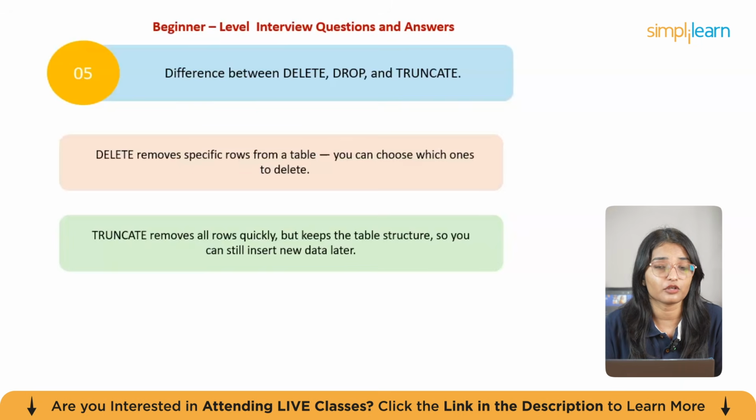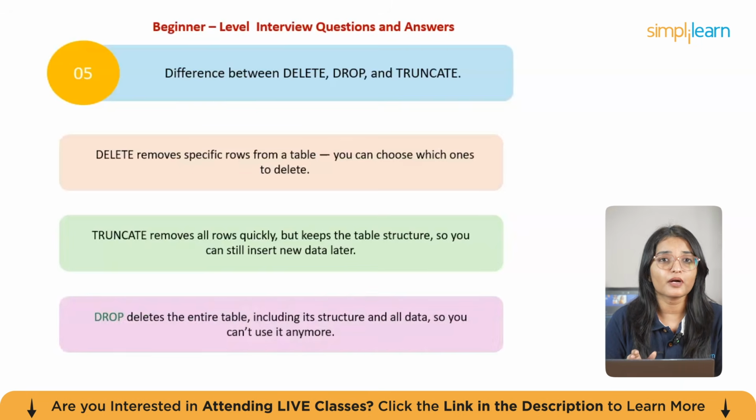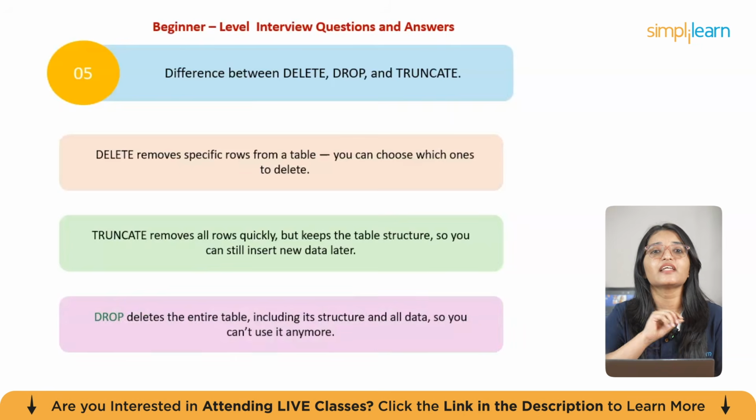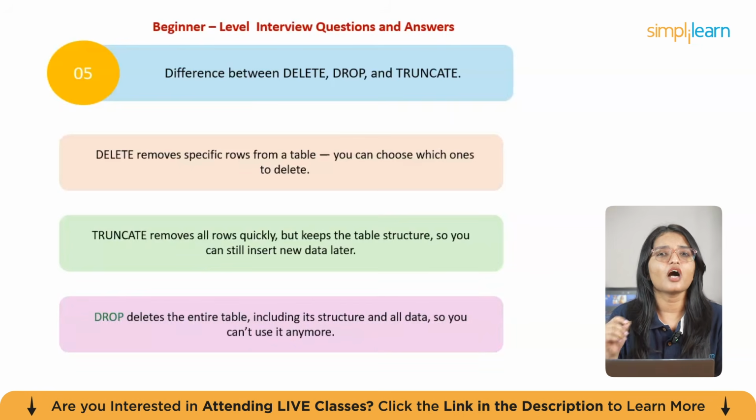new data later. Next is the drop command. Drop deletes the entire table, including the structure and all the data, so you can't use it anymore. Imagine delete is picking out books to remove from a shelf and truncate is emptying the shelf completely, whereas drop is throwing the shelf away. So this is how you can clearly differentiate between delete, drop, and truncate.